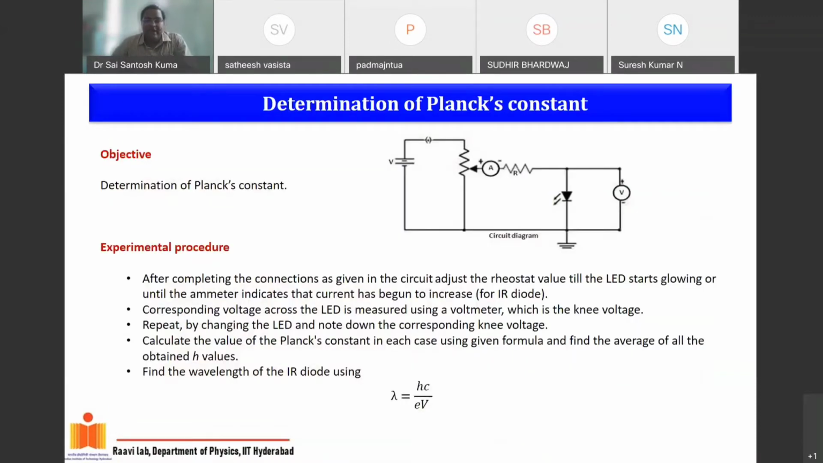As I said, the idea is to glow your LED. Yeah, and so for that you need a potential. So this is the circuit you take.